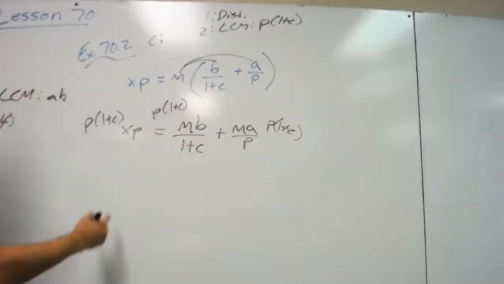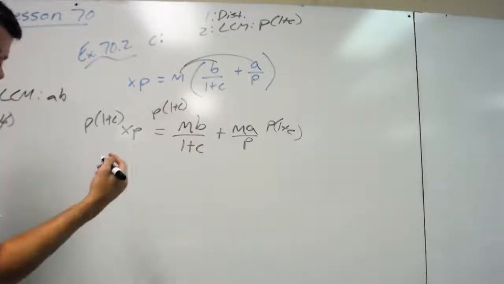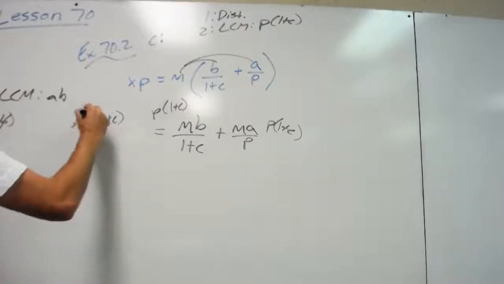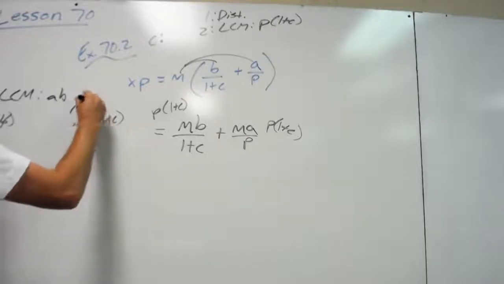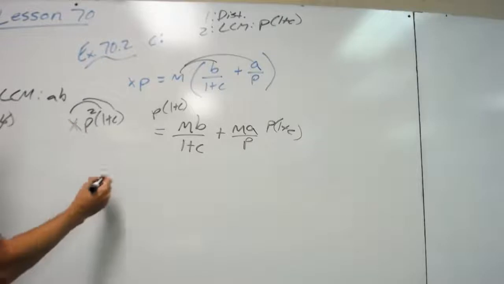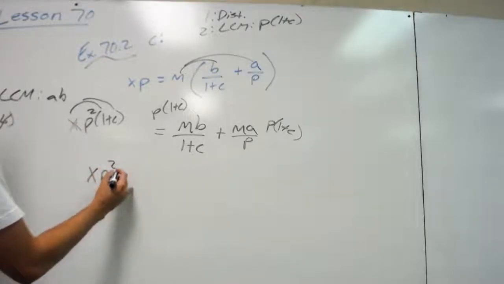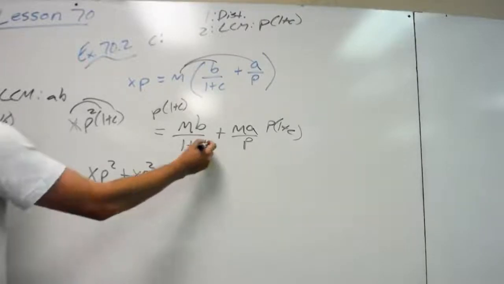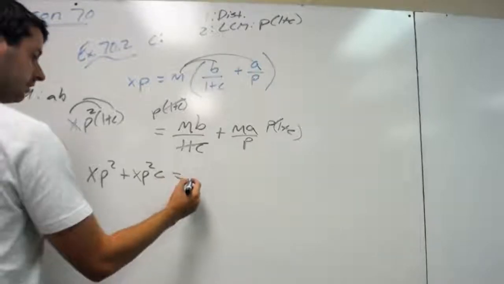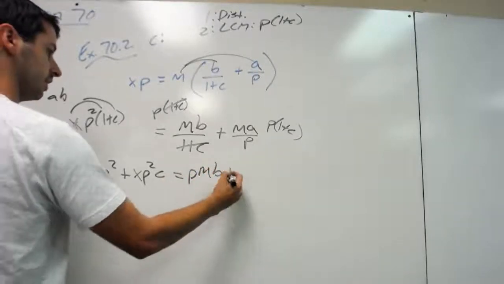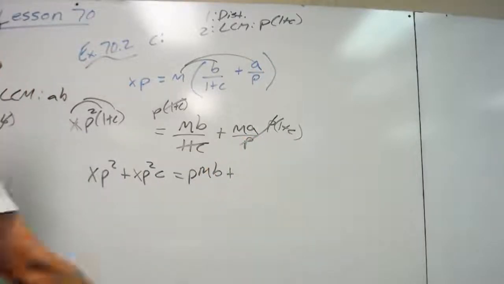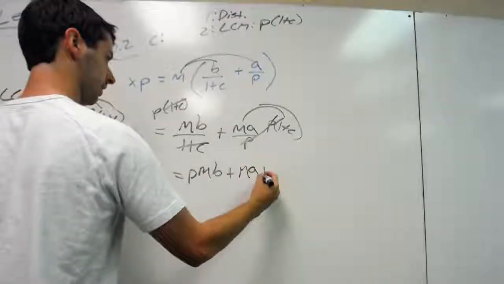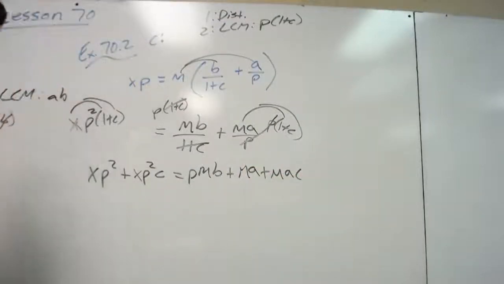Let's see what cancels. Nothing here. So this actually looks like, if I combine the xp with the p, that would look like xp squared. Then I distribute. I know this is kind of small and cluttered, we get xp squared plus xp squared c. Then it equals, all right, the 1 plus c's cross out there, that's nice, pmb plus, the p's cross out here, so we have to distribute ma to the 1 and the c. So ma plus mac.